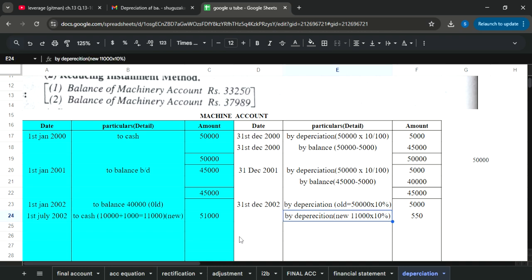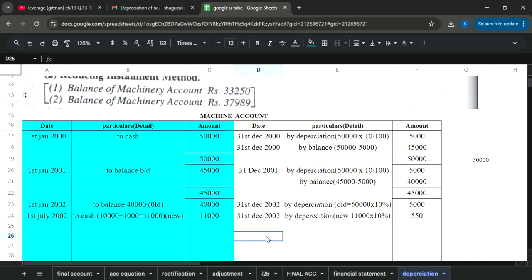Date would be similar. This is 31st December 2002. So please understand what we have done. There were two assets, 40,000 and 11,000, and there are two depreciations, 5,000 and 550. So instead of writing here, we will mention 40,000 and 11,000 so that you can understand it clearly. Now it's okay. First asset which was old 40,000, new asset 11,000. First asset means old asset depreciation, new asset depreciation.